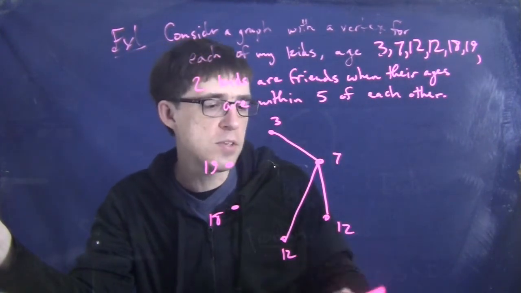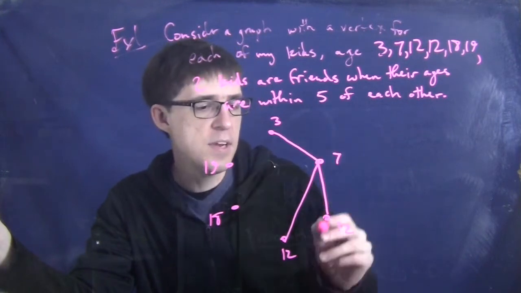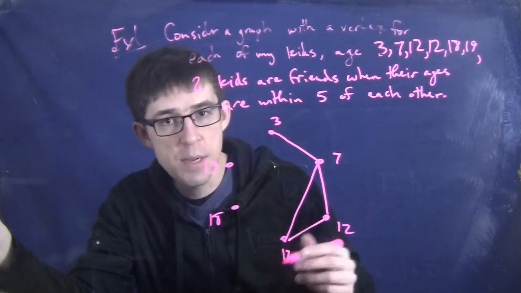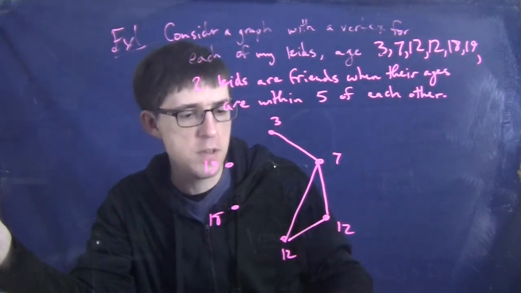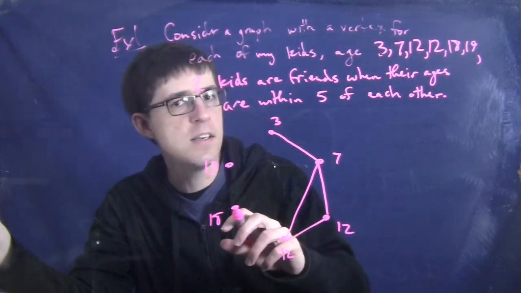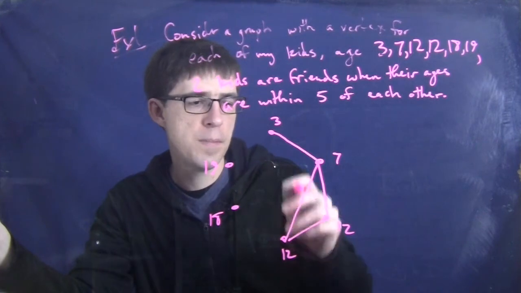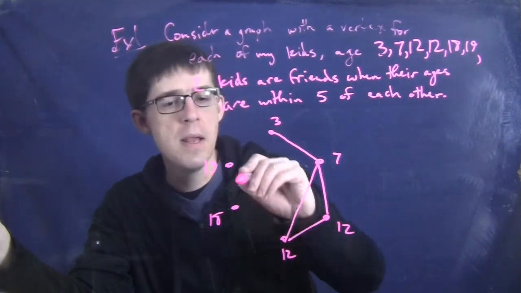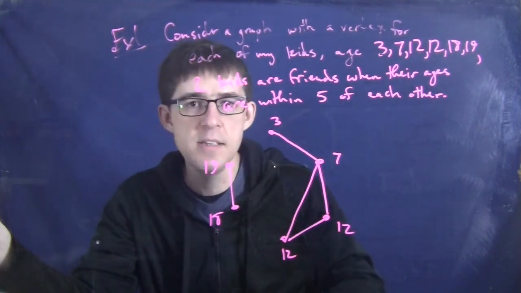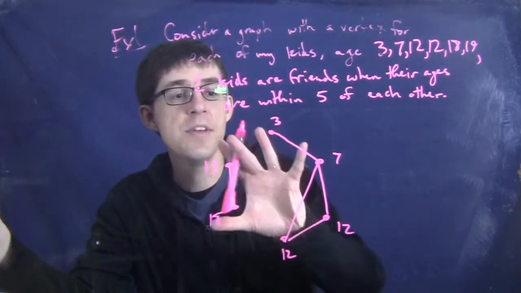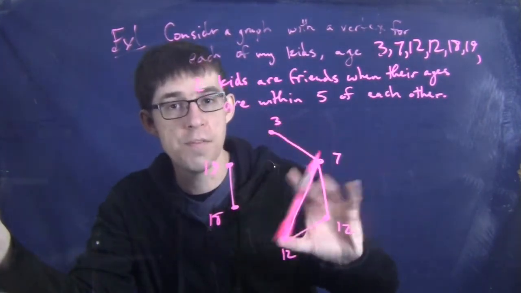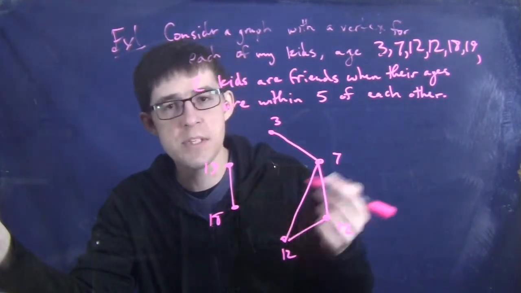All right, how about the 12s? Well, the 12s are connected to the 7. The 12s are also connected to each other. There should be an edge there. They're definitely within 5 years of each other. Is there an edge 12 to 18? No, that's 6 years, which is too much. This 12 also, no edge there. Actually, these are all the edges for those so far. There is an edge between 18 and 19, and that's it. All right, so this graph describes all the friendships, and you can see, what can we say about this graph?